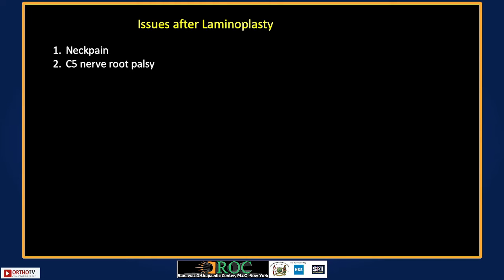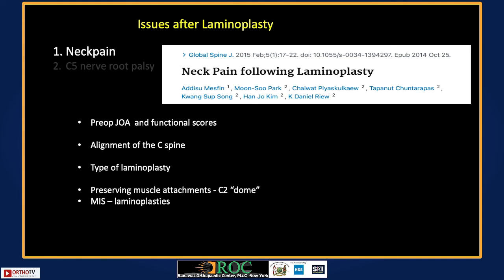The two most important issues are neck pain because of dissection of the muscles and C5 root palsy. Now this is again a different topic altogether. Neck pain, there are multiple theories which are advocated. The significant points are preoperative JOA scores. The patients who have got preoperative neck pain are not the candidates for a laminoplasty, and you need to think of other options like a fusion surgery.